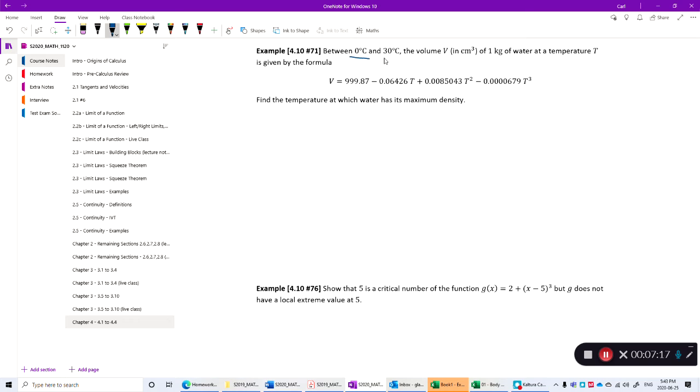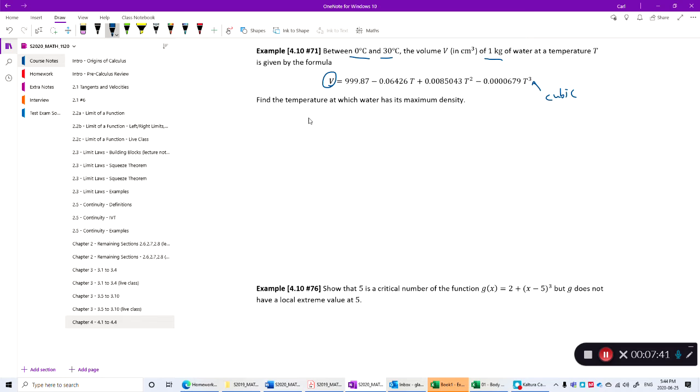Between 0 degrees and 30 degrees, the volume of 1 kilogram of water depends on the temperature. So the volume as a function of temperature is this. Notice it's a cubic function, so it's quite a complicated variation here. Find the temperature at which water has its maximum density.